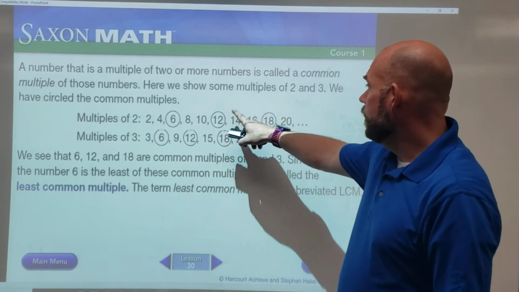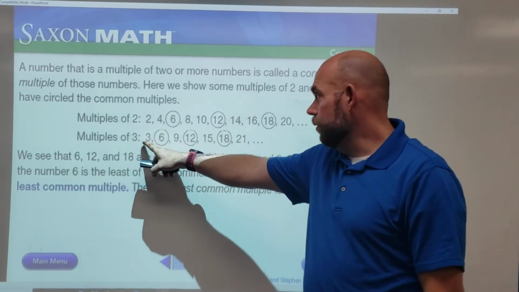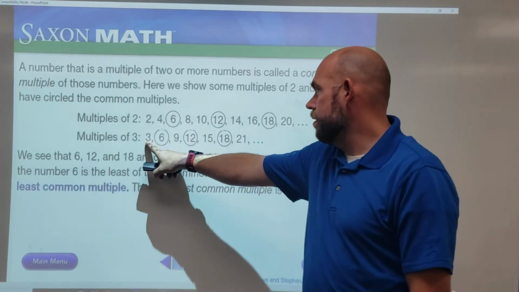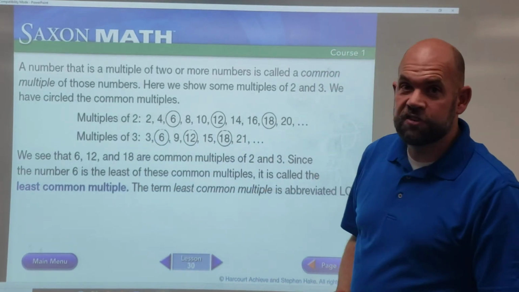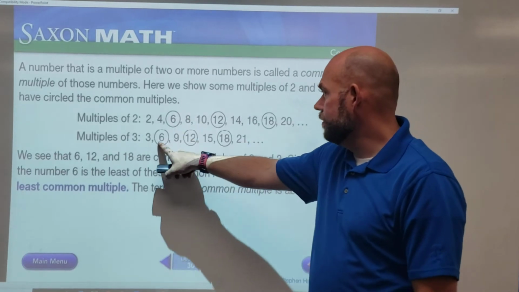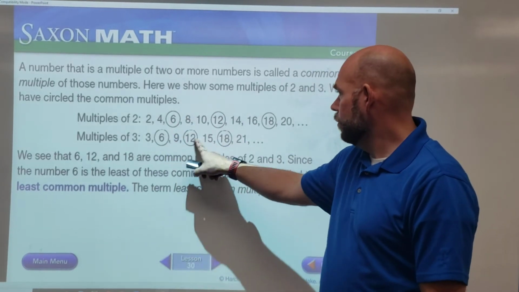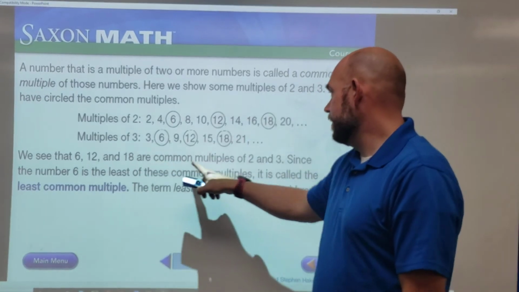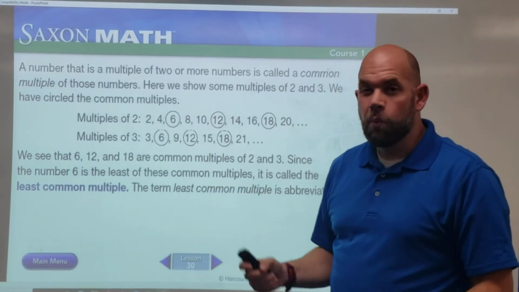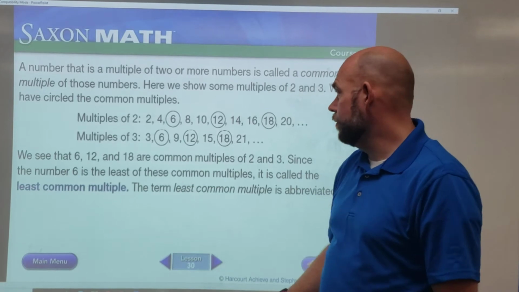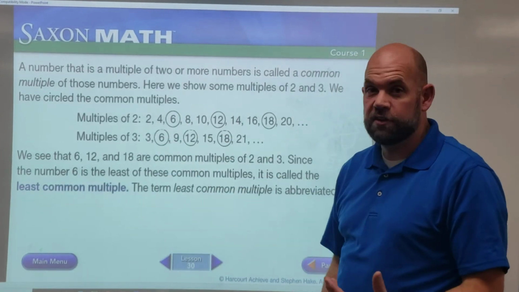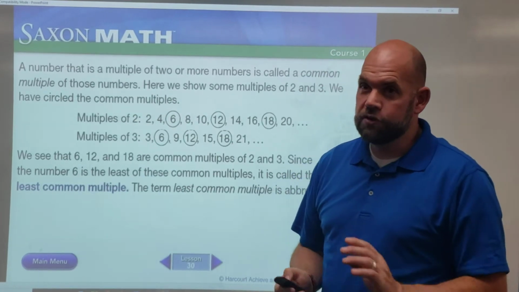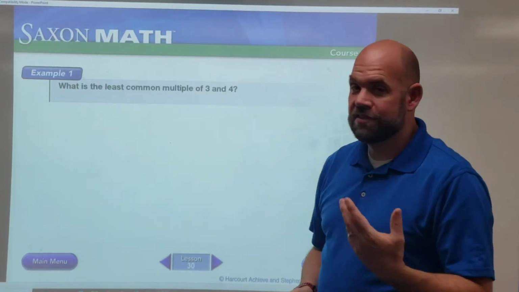Well, if we take two numbers and look at all their multiples, like multiples of 2: 2, 4, 6, 8, 10, and multiples of 3: 3, 6, 9, 12, and then we circle the ones that are in common. Both of these have multiples of 6, 12, and 18. We see that 6, 12, and 18 are common multiples. What's the least? What's the smallest of those? 6. So 6 would be the least common multiple of 2 and 3. Not too tricky, but it's going to require some practice.